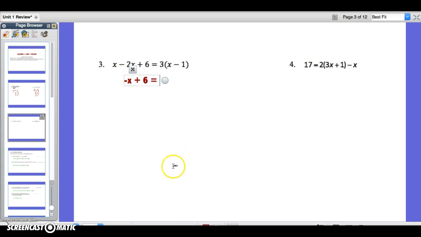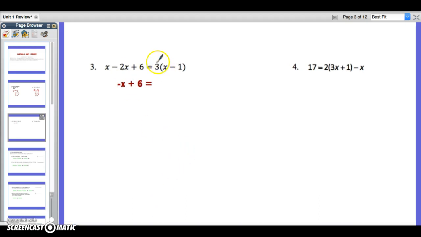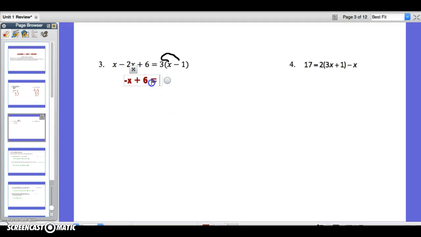Then equals. And at this time, I'm going to distribute this 3 to the x term and to this -1 term over here. So going back to my equation that I had here, 3 times x is 3x, and 3 times -1 is -3. So here's my equation right now. I combined like terms on the left side of the equal sign, and then I distributed on the right side. Now I need to move my x terms to the same side. Looking at these two x terms, I have a -x and I have a +3x.